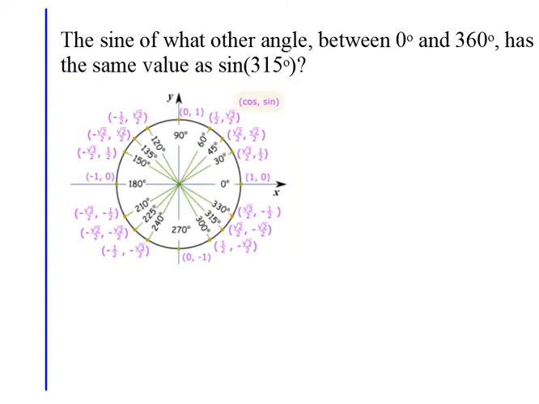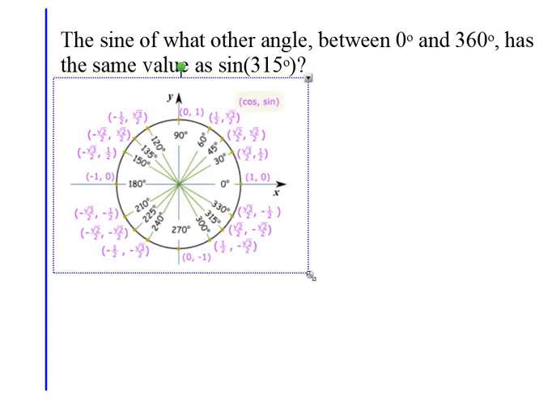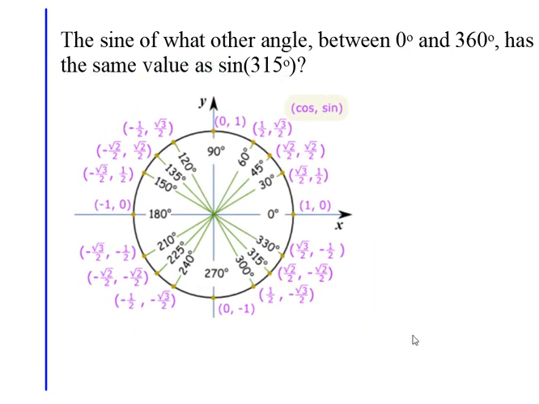Here is a completed unit circle. Let's find out what the sine value is at 315. Here is 315, and my sine is a y. So where else on the unit circle is there a y of also negative square root 2 over 2? Well, that would be right here, which is at 225. So the answer to this question, what other angle? The other angle is 225.